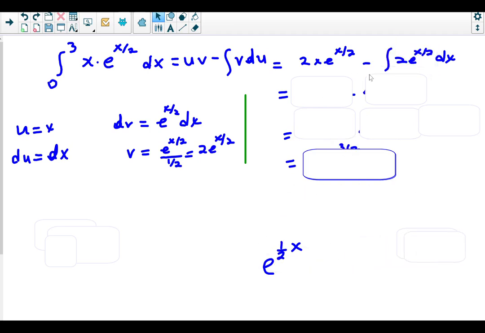And you could pull the 2 out on the next step if you prefer. So once I pull the 2 out, I'm going to have an integral that looks like this. 2 times integral of e to the x over 2 dx. And just like we did over there, right, to integrate that, it's going to be e to the x over 2 divided by 1 over 2, or 2 times e to the x over 2, right? So then that 2 will be multiplied with this 2 over here. So you're going to end up having a minus 4 once you integrate that term.